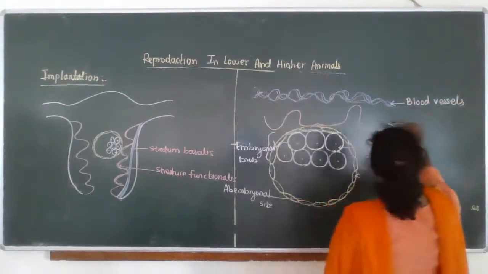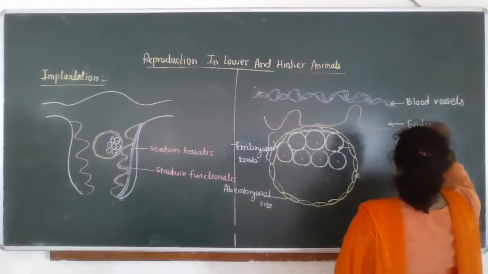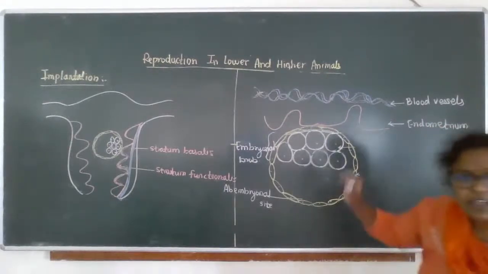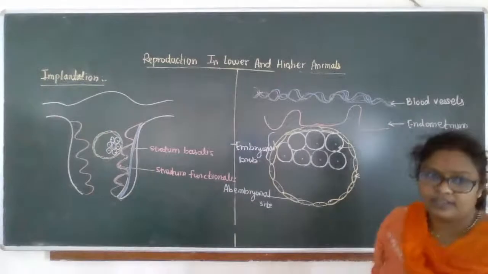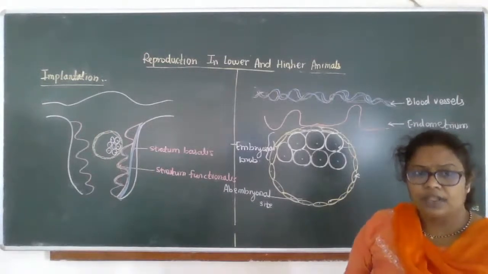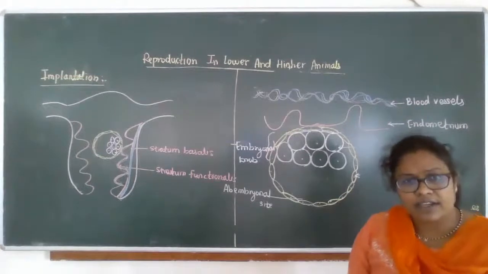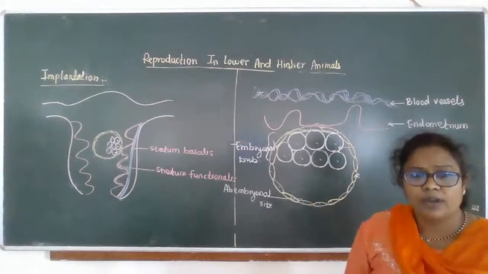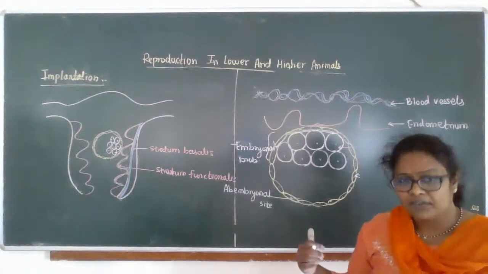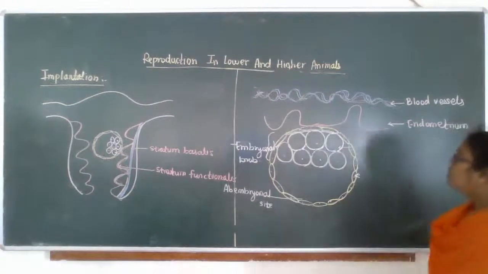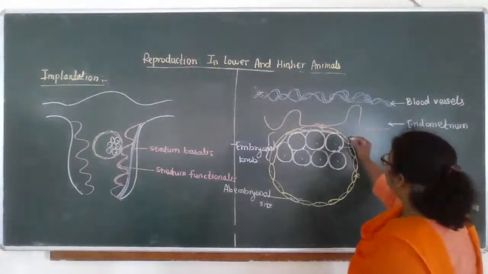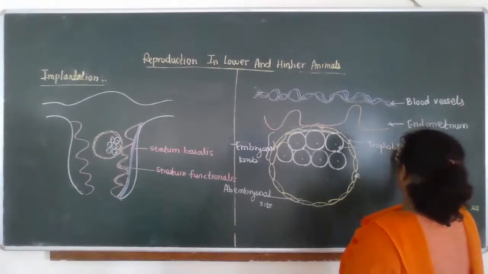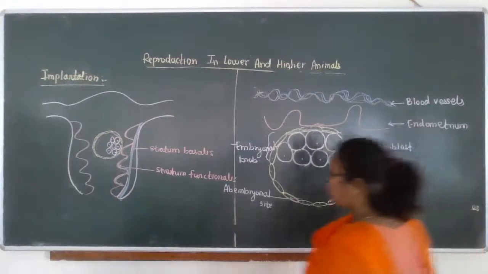And this is the endometrium. As this embryo gets implanted, then and only then can we say that the female is conceived, that means the female is pregnant. When can we say it? When this embryo, this blastocyst, gets buried inside the endometrium, then and only then can we say that the female is conceived. Clear? So what happened? This layer is called the trophoblast layer.